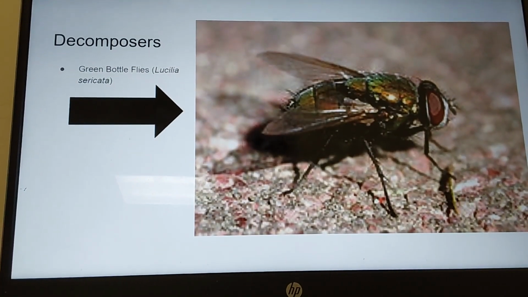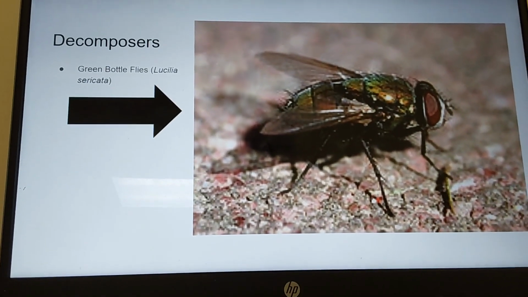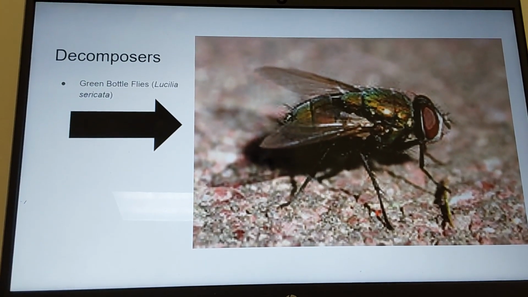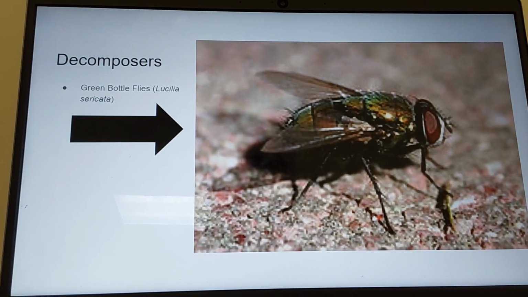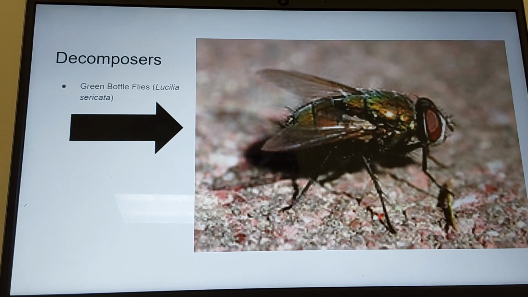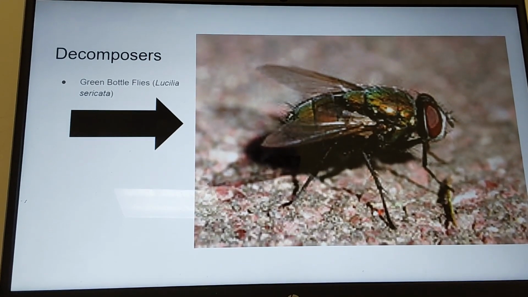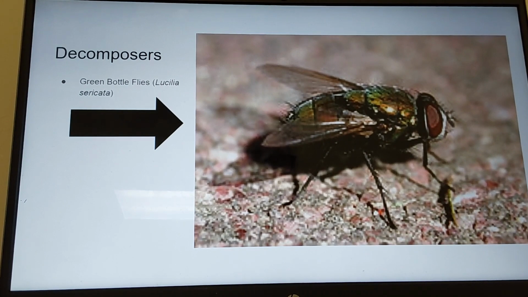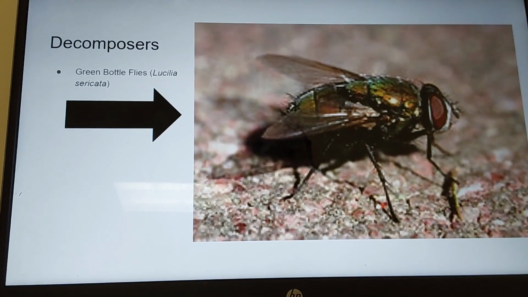And then when he passes away, or any other organism for that matter, the decomposer comes in, which in this example is the green bottleflies. And they will help break down the organism and release that carbon into the atmosphere, which then can start back by the producers being able to take it in and create sugars with it.